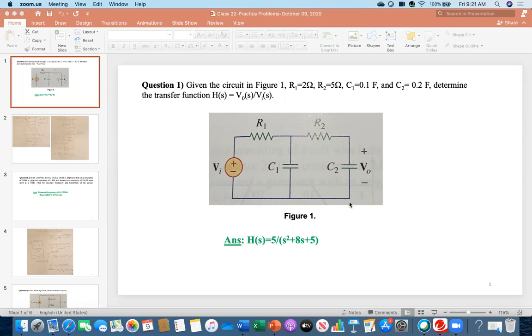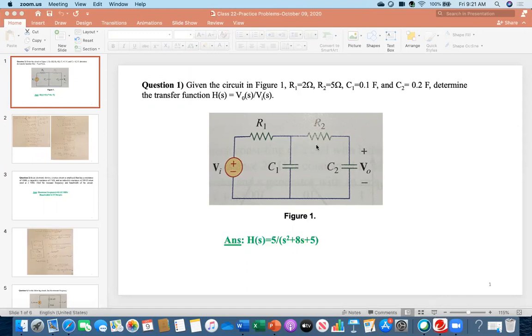So as I told you, once again, first you find out the total impedance. At the very beginning, you replace all j omega by s. For example, 1 over j omega C1 means 1 over s C1. Similarly, 1 over s C2. And then find out total impedance, find out total current, and then apply the current divider rule at this point.